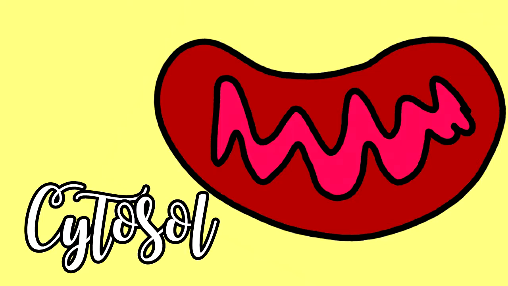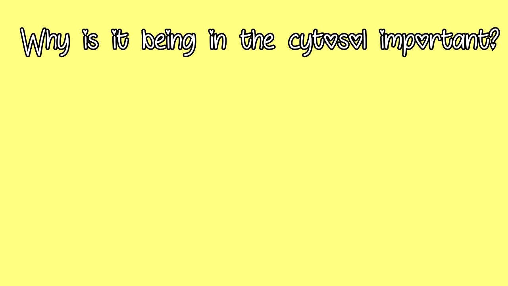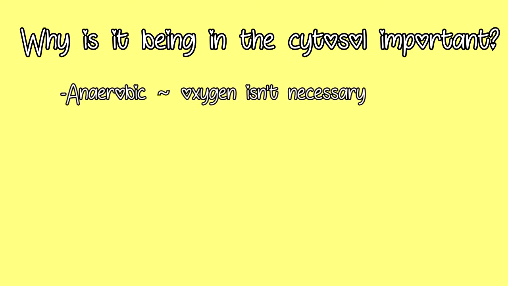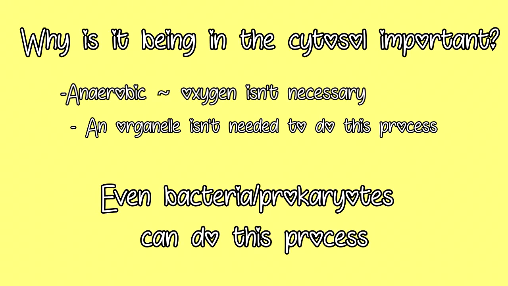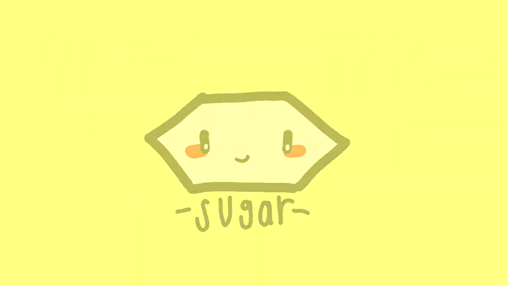Glycolysis is special because it happens in the cytosol, not the mitochondria. But why is being in the cytosol so special? Well, first off, the reaction is anaerobic and doesn't need oxygen to work. Being in the cytosol also means an organelle isn't necessary to do this, meaning even simple prokaryotes can perform this task. So how does glycolysis begin?